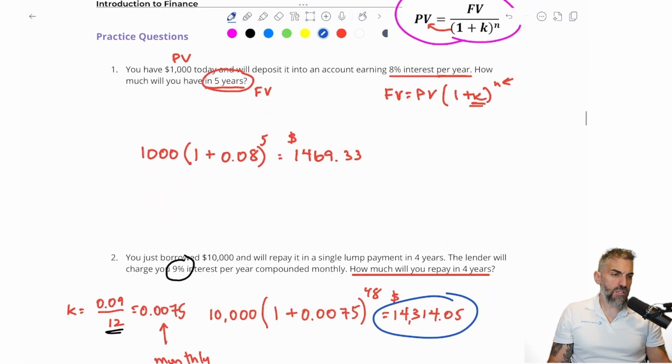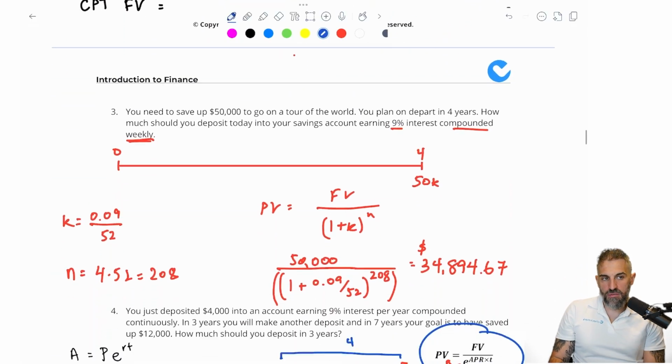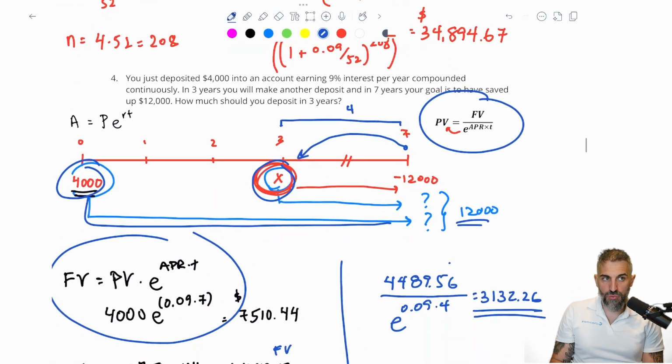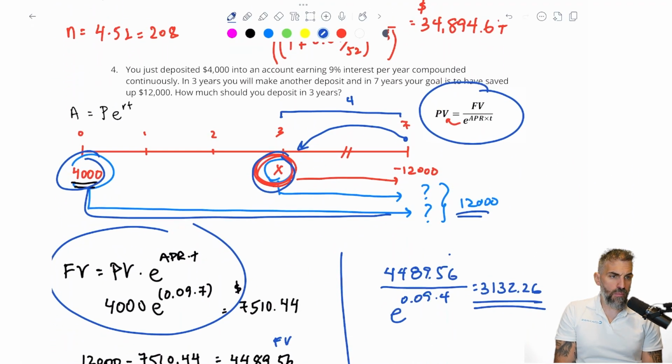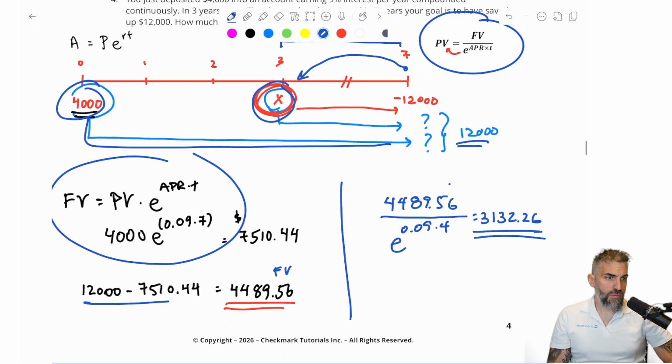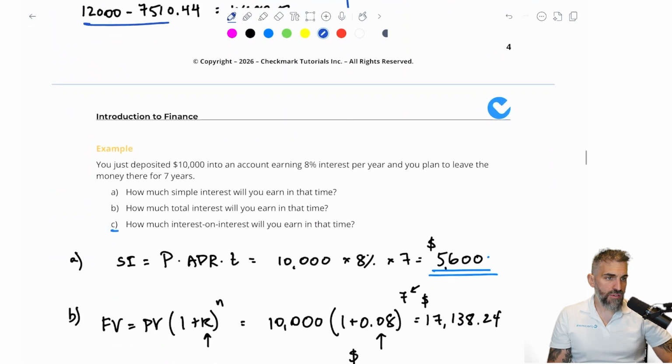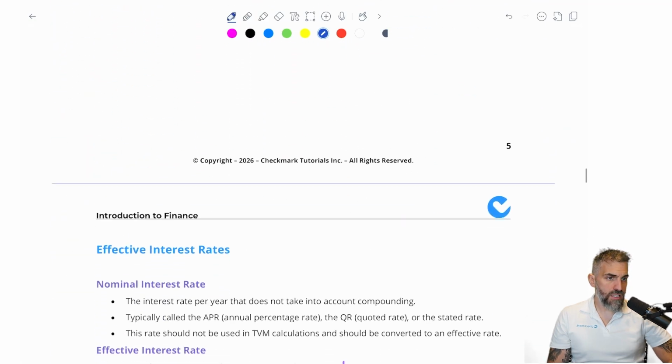All right. Continuous compounding, while it is not very common in real life, it does sometimes show up on the exam, and so you guys need to be familiar with it. Okay. Cool. So we've already solved this question. Let's move on to here.